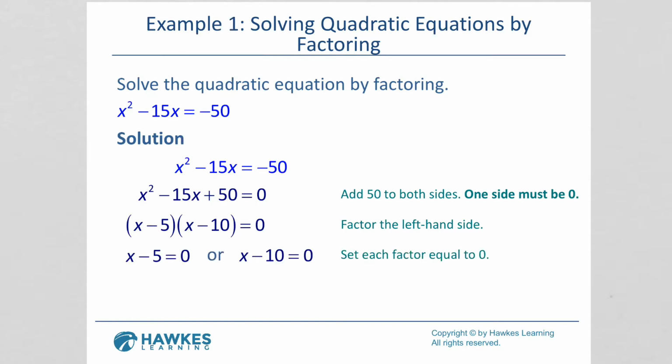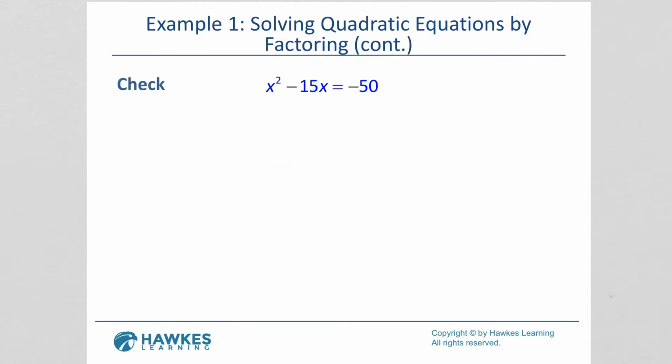Setting each linear factor equal to 0, I have x minus 5 equals 0, or x minus 10 equals 0. Adding 5 to both sides on the left gives me x equals 5. Adding 10 to both sides on the right gives me x equals 10. We're going to check both of those solutions to see if they work.